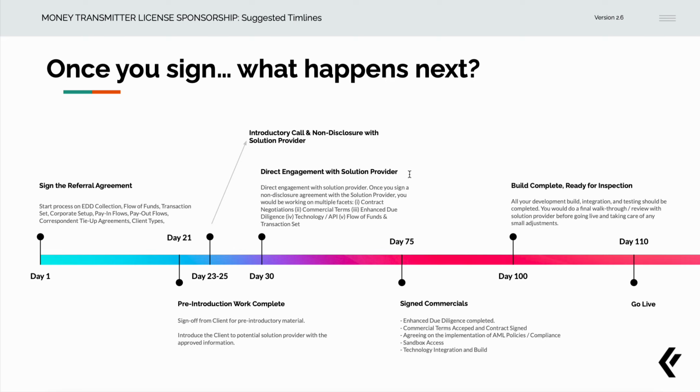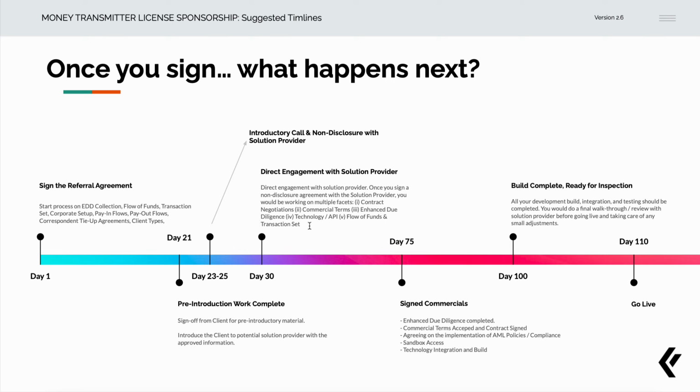That means you are now directly talking to the license sponsor, and this direct engagement has a couple of things that are working. There's a contract negotiation happening. Commercial terms are being discussed. Enhanced due diligence by the compliance department of the solution provider is happening. You're having a discussion on technology and API, the flow of funds that were provided, and the transaction set that is being worked upon.